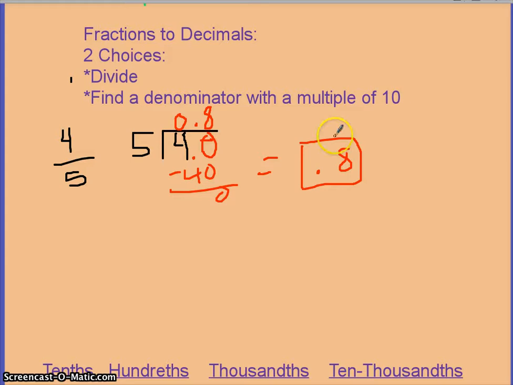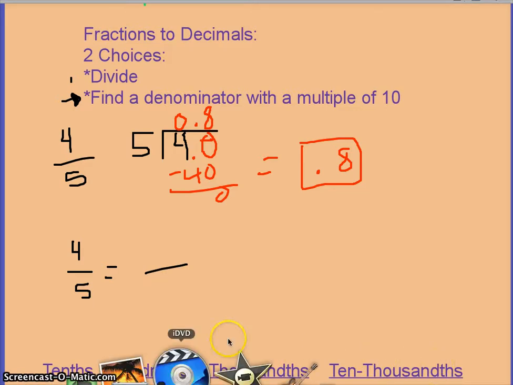The second option is to find a denominator with a multiple of 10. So the reason you have two options, though, is because you can't always find a denominator with a multiple of 10. But this one we can, and it's pretty easy. We have 4/5 equal to something. We need to find an equivalent fraction that has a denominator of either 10, 100, 1,000, 10,000, or anything that has a multiple of 10.